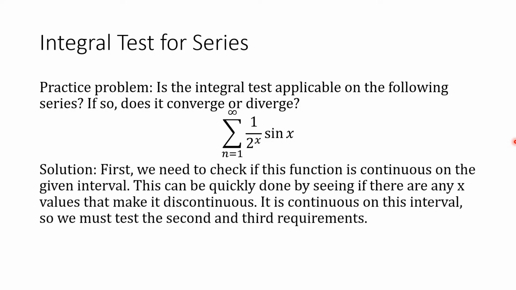So here's the solution. First, we need to check if this function is continuous on the given interval. This can be quickly done by seeing if there are any x values that make it discontinuous. It is continuous on this interval, so we must test the second and third requirements. As you can tell, oh, my apologies, I should have replaced the x with an n. But as you can tell, this series, or I guess its corresponding function, is actually continuous in the first quadrant. There are no values of x that will make this function discontinuous.